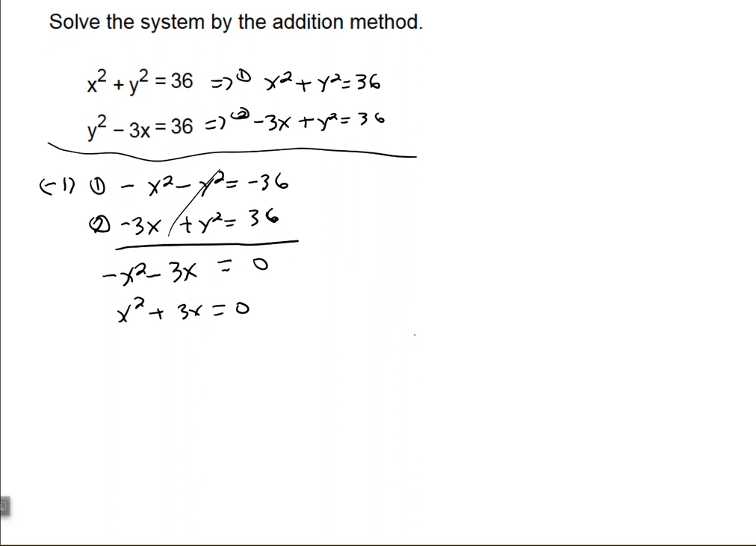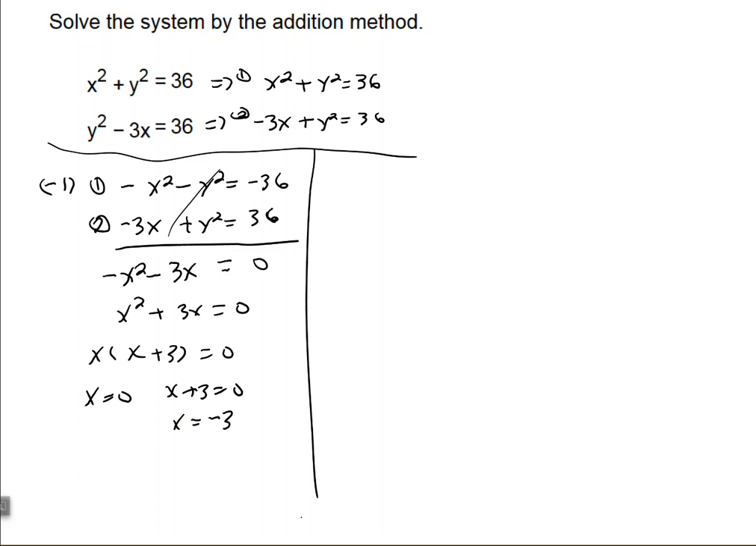Okay, so to solve this, let's factor out the x. Set each variable factor equal to 0. So x equals 0 is one of my x coordinates, and the other one is x equals negative 3.